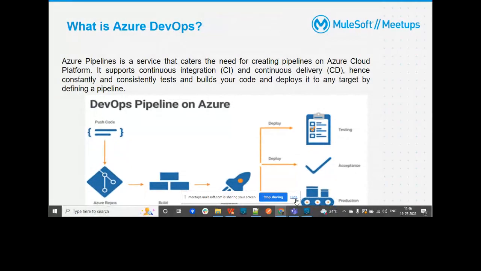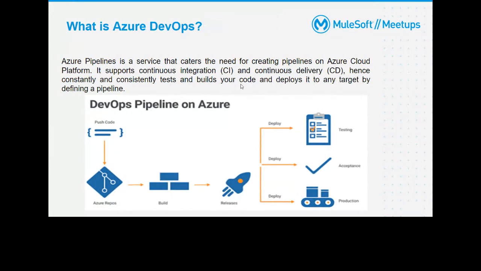Okay, so from Jenkins to Azure DevOps. I will try to keep Azure DevOps quite small, and I don't want to repeat the topics that are already covered in the theoretical perspective of Jenkins. So Azure Pipelines, what is Azure DevOps? Azure Pipelines is a service that caters to the need for creating pipelines on the Azure cloud platform. It supports continuous integration and continuous delivery or deployment. Hence, it constantly and consistently tests and builds your code and deploys it to any target by defining a pipeline.